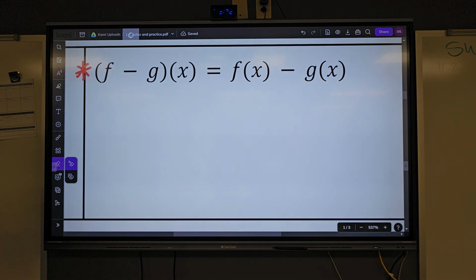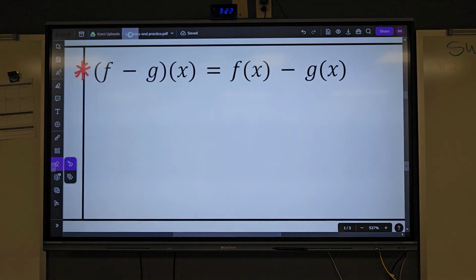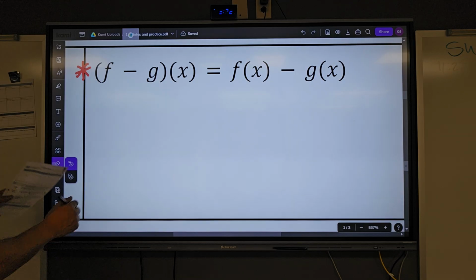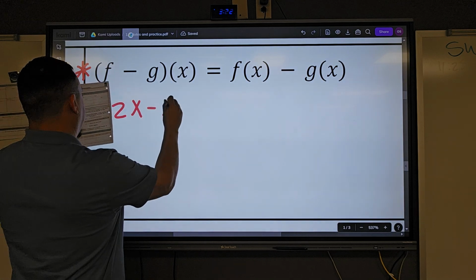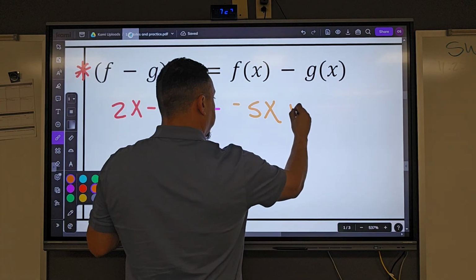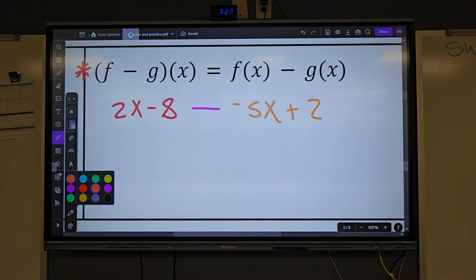So go ahead and write it. Write it how you think it goes. F minus G. Maybe that's probably how a lot of you wrote it. That's how I would have written it too, but be careful.